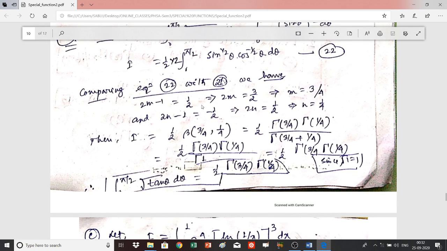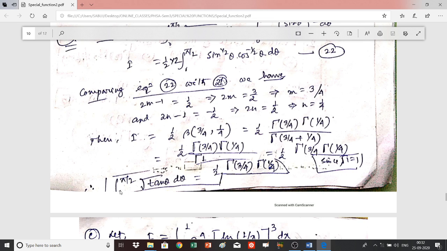Just look at this. Okay, then we get m is equal to 3 by 4, n is equal to 1 by 4. So I will give you half beta 3 by 4, 1 by 4. Here is the simplification. In this case, the property employed here is that beta mn is equal to gamma m into gamma n by gamma m plus n. Just calculate it. So finally, you will get, and also the property gamma 1 is equal to 1 is used here.